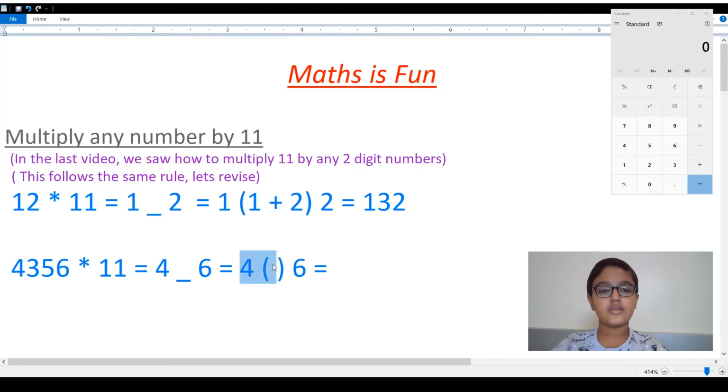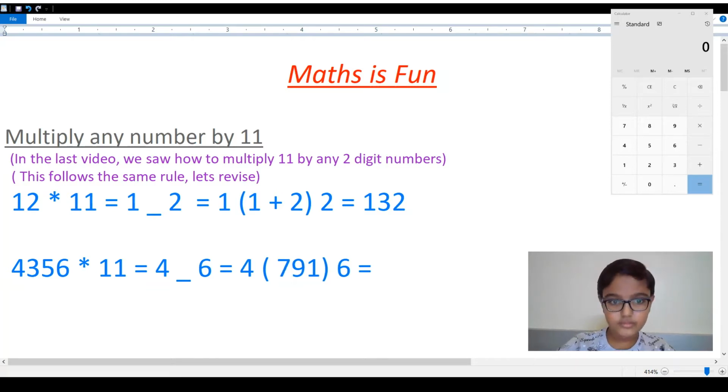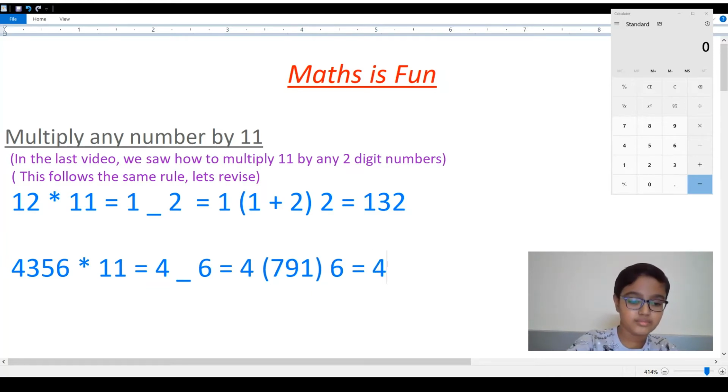So we will now fill in the blanks which we have inserted between them using the sums of the consecutive digits. For example, 6 plus 5 is 11, so 1 carry over. 5 plus 3 is 8, plus 1 carry over, 9. And 3 plus 4 is 7. So that's our answer: 47916.